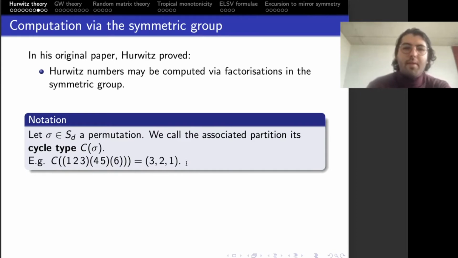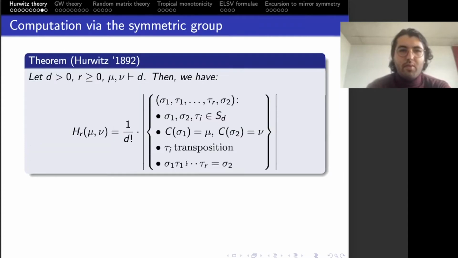All right, so this is what the cycle type is, and this is the key to compute Hurwitz numbers via factorizations in the symmetric group. Hurwitz proved in 1892 the following statement. Let D once again be a positive integer, R a non-negative integer, and two partitions of D, mu and nu. So it's the same data as in the definition of double Hurwitz numbers. Then the double Hurwitz number is equal to 1 over D factorial times the cardinality of a set. The set is a set of tuples of permutations, the tuples sigma 1, tau 1 to tau r, sigma 2, where sigma 1, sigma 2, and all these tau i live in the symmetric group SD.